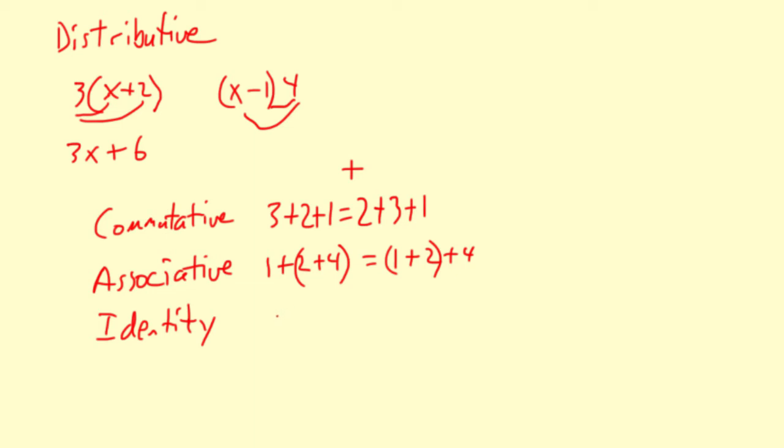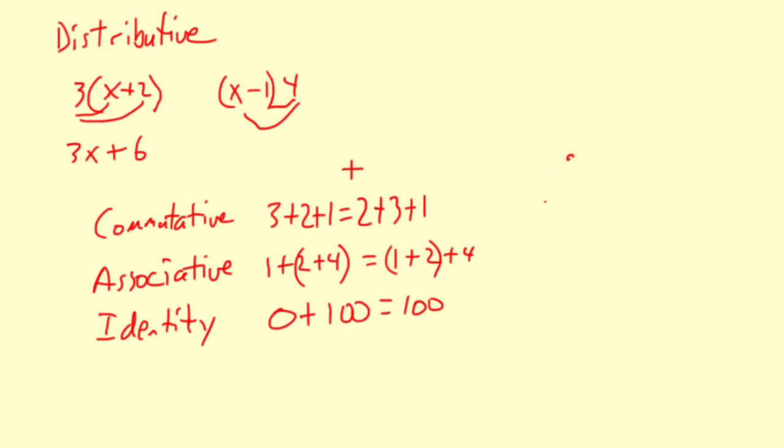Identity for addition, 0 plus any number, let me pick 100, equals 100. That's the identity property, where you add something and you're going to get the original number every time. So 0 is the addition identity.